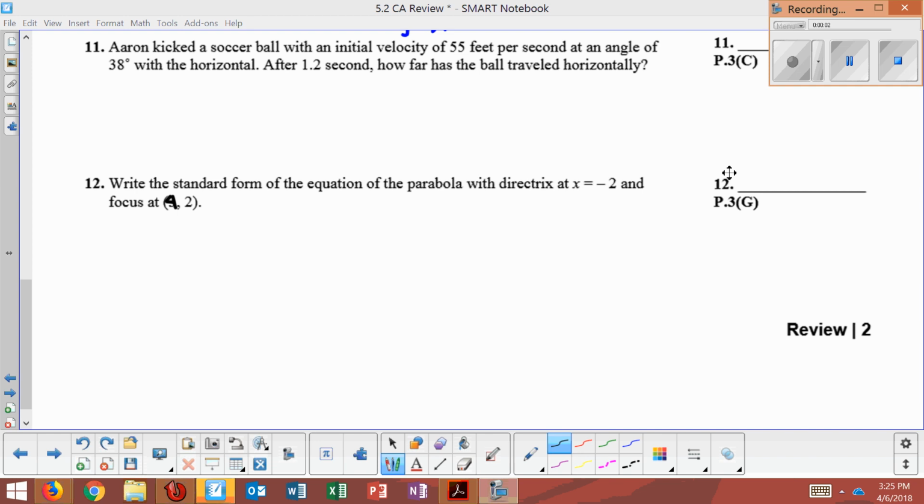Number 11, Aaron kicked the soccer ball with an initial velocity of 55 feet per second, at an angle of 38 degrees with the horizontal. After 1.2 seconds, how far has the ball traveled horizontally? So obviously we should have an S right there at 1.2 seconds. But here's how we're going to solve this problem.